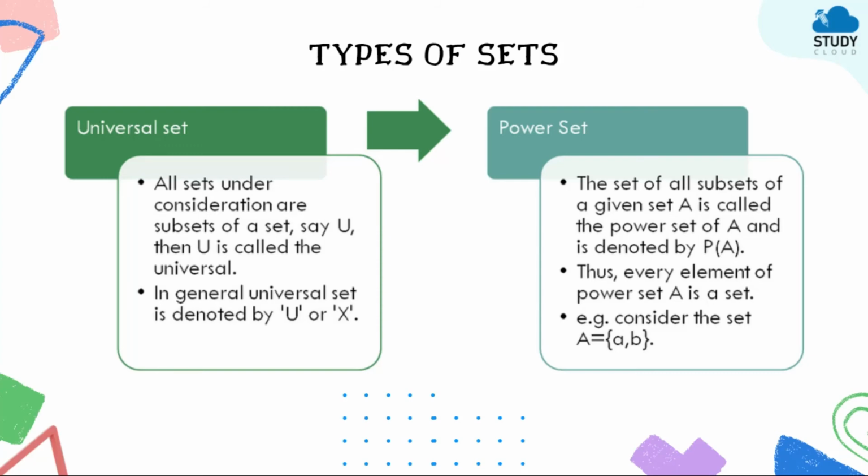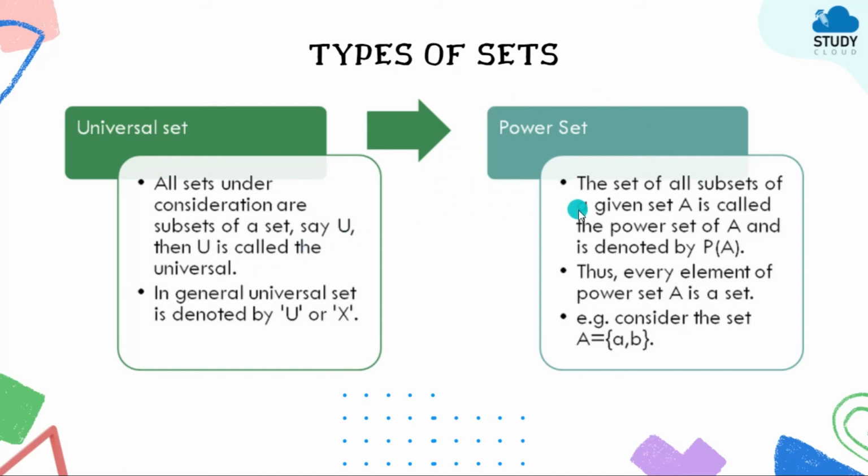For example, if we talk about natural numbers, then all natural numbers can be taken as a universal set. If A has values 1, 2, 3, 4, B has 5, 6, 7, 8, and there is one more set C with 10, 11, 12, 13, 14. So here all these numbers which are there in A, B, C are part of the natural numbers, and that natural numbers set is the universal set here.